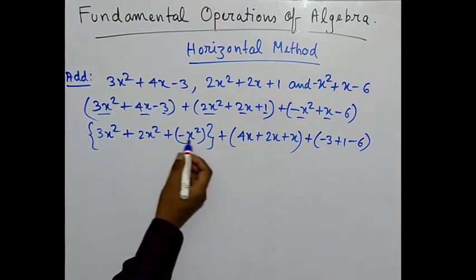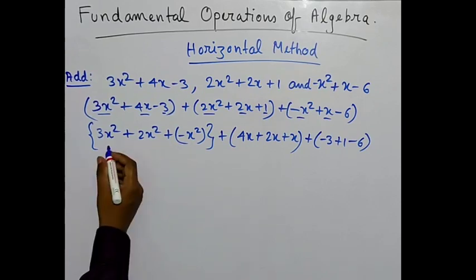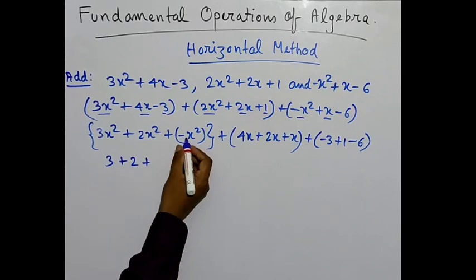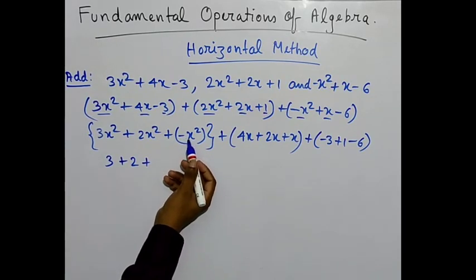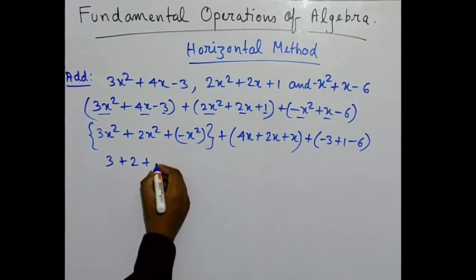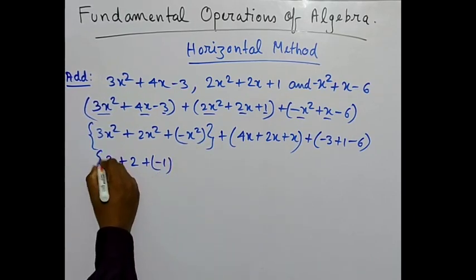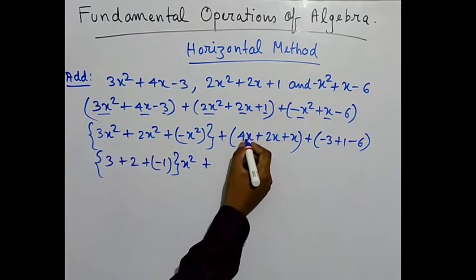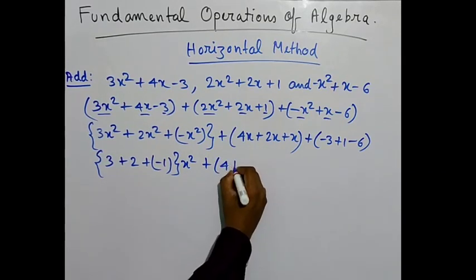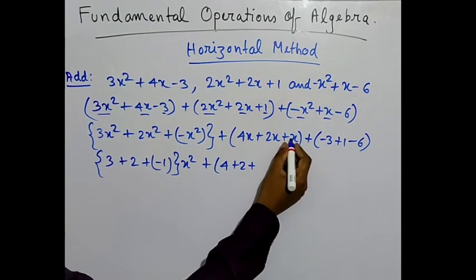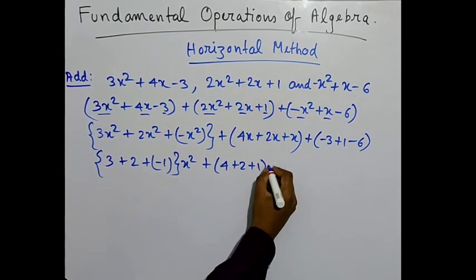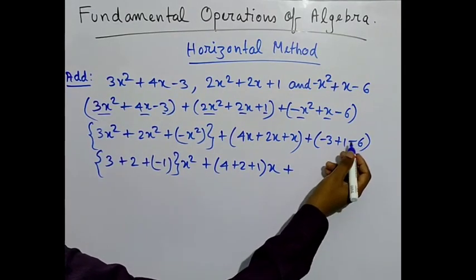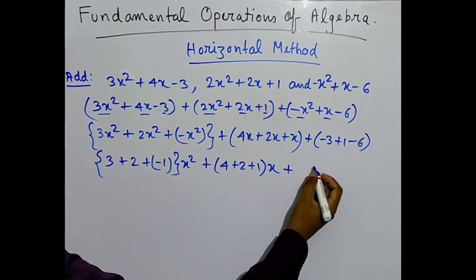Now let's add these like terms. So we'll take the numerical coefficients. So 3 plus 2 plus, we don't see any number here, it means there is 1x square. So negative 1x square means only negative 1. And what is the common variable? x square. Plus we have 4 plus 2 plus, we don't see anything here, means 1. And what is the common variable? x. Plus we have negative 3, negative 6 and 1.